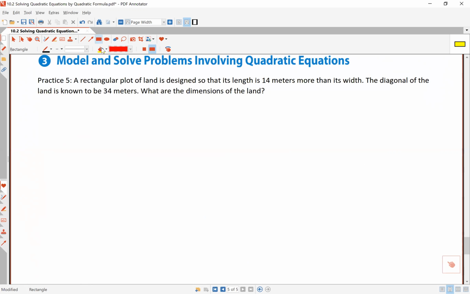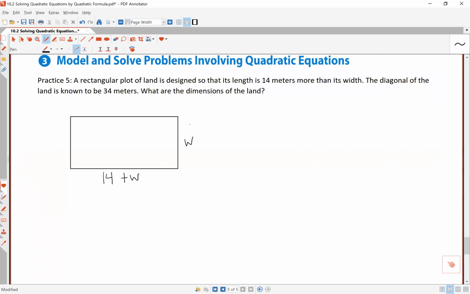So we have a rectangular plot of land. It's designed so that its length is 14 meters longer than its width. And the diagonal of this land is known to be 34 meters. What are the dimensions of this land?